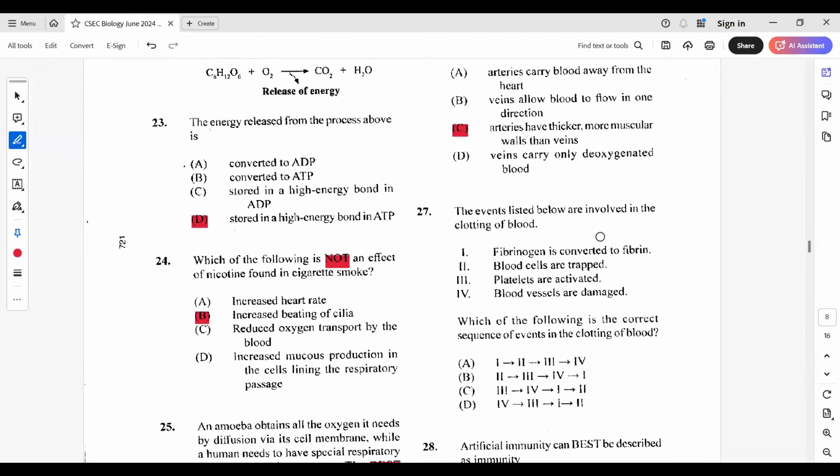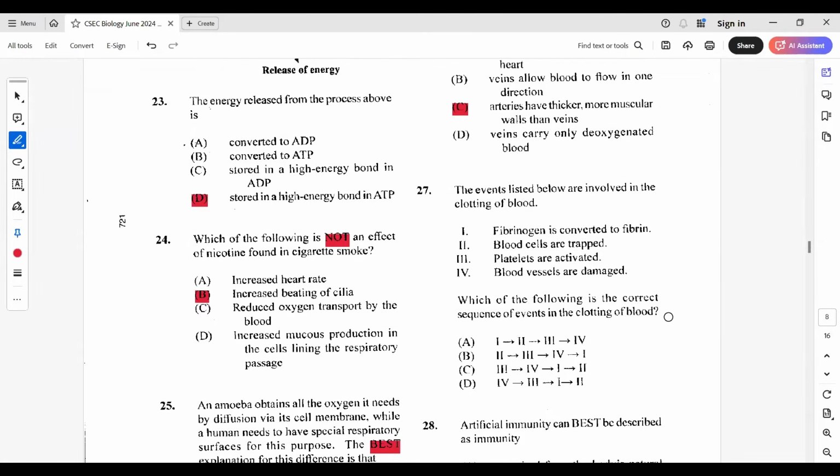The events listed below are involved in the clotting of blood. We have the events identified here, 1, 2, 3, and Roman numeral 4. Which of the following is the correct sequence of events in the clotting of blood? And just reading them quickly, we know you have to start off with the blood vessel being damaged in some form or fashion. And that puts D being the correct answer. Yeah, because there's only one starting with the blood vessel being injured.